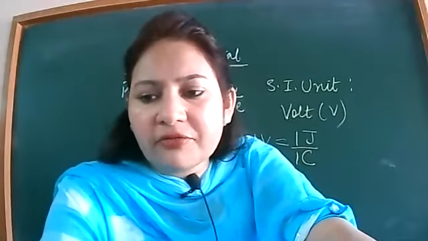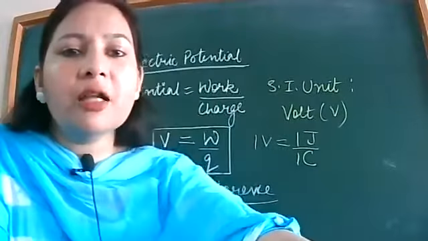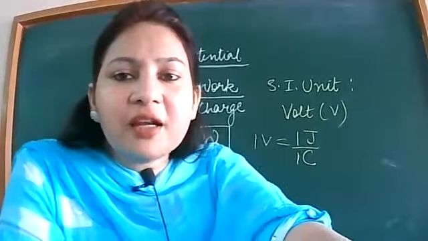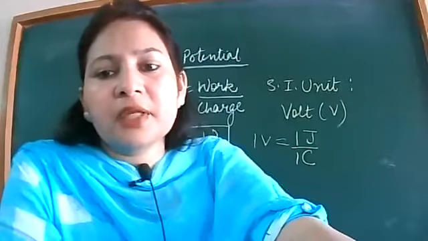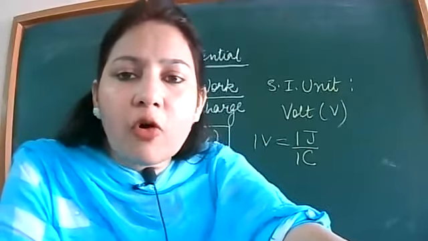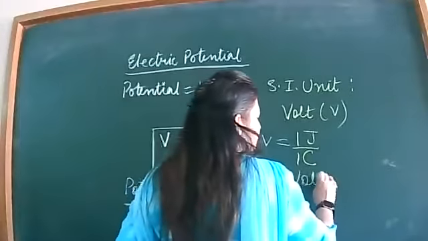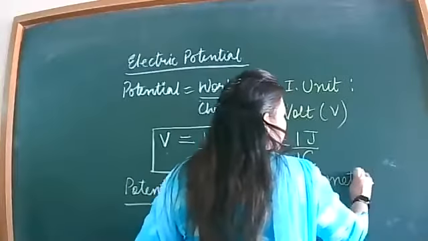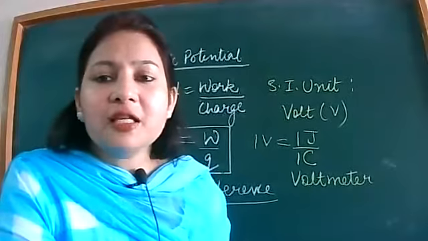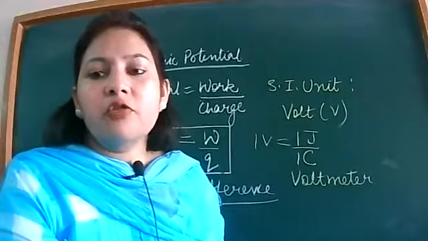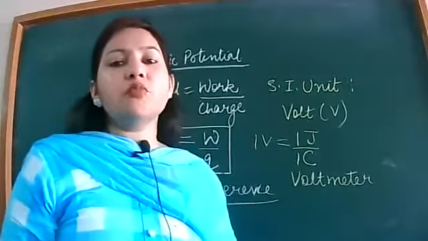Okay, this is how we define it. So this was the definition of 1 volt. Now, which is the device that is used to measure potential difference between 2 points? That device, noted down, is called a voltmeter. A voltmeter is a device used to measure potential difference between 2 points.